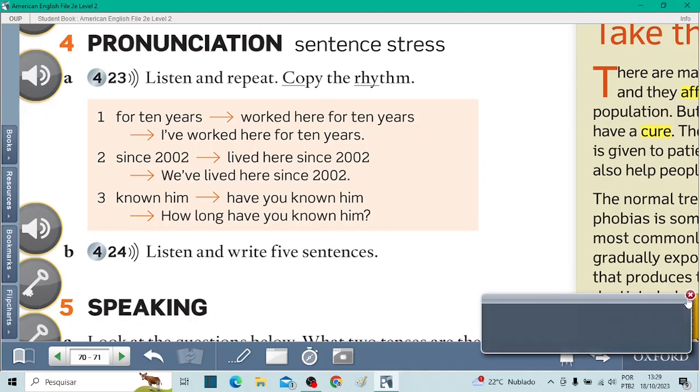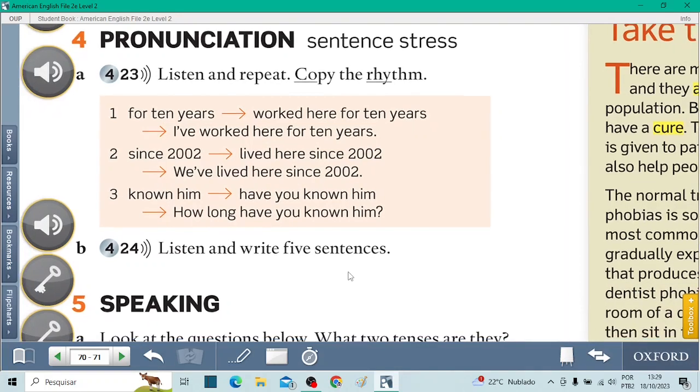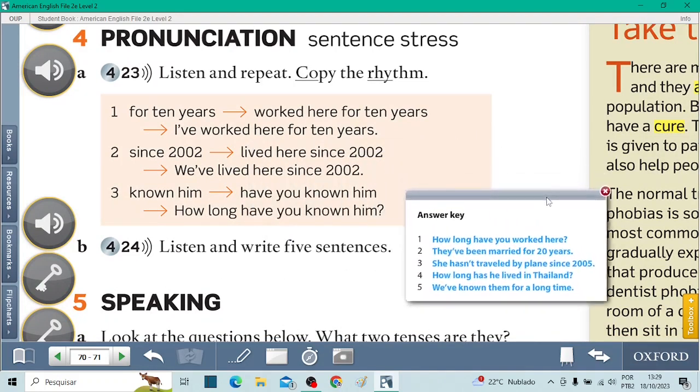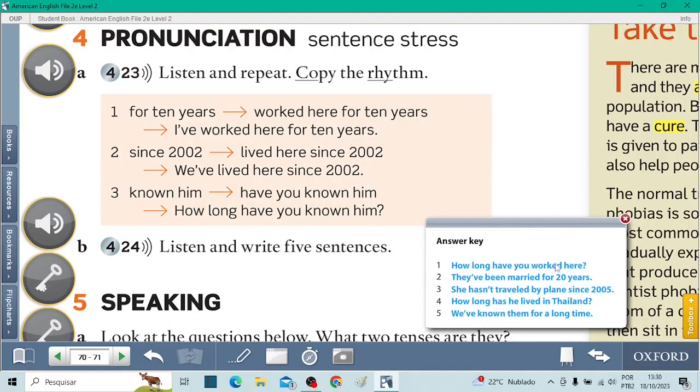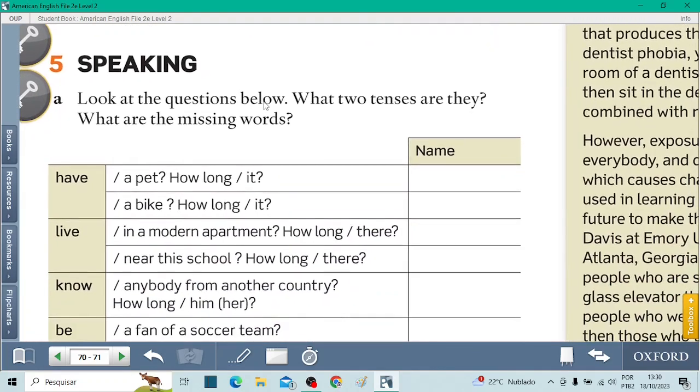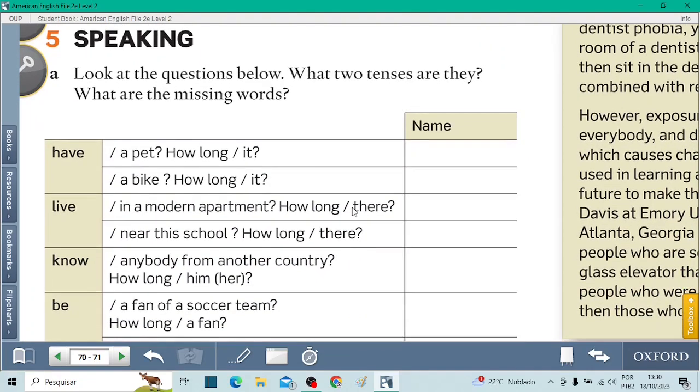Great. Okay, so listen again if necessary. And now let's check your answers. Now let's try listening to these sentences once again. And this time you are going to try to copy the rhythm. Repeat them, copy the rhythm, okay? Great. Let's go speaking. Look at the questions below.